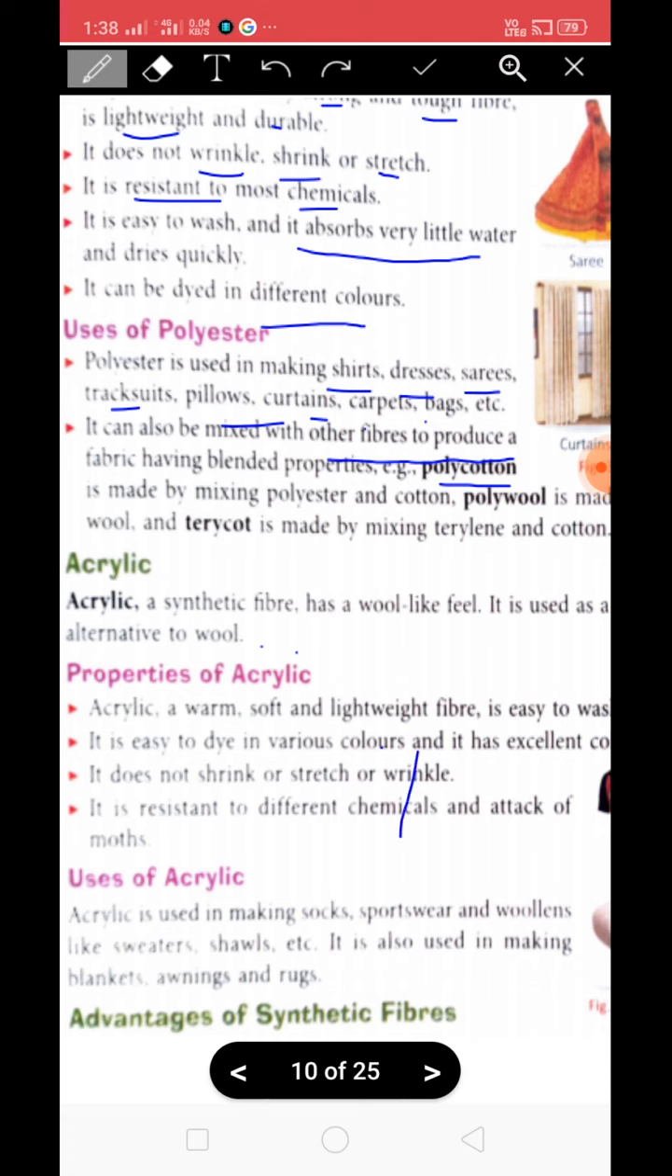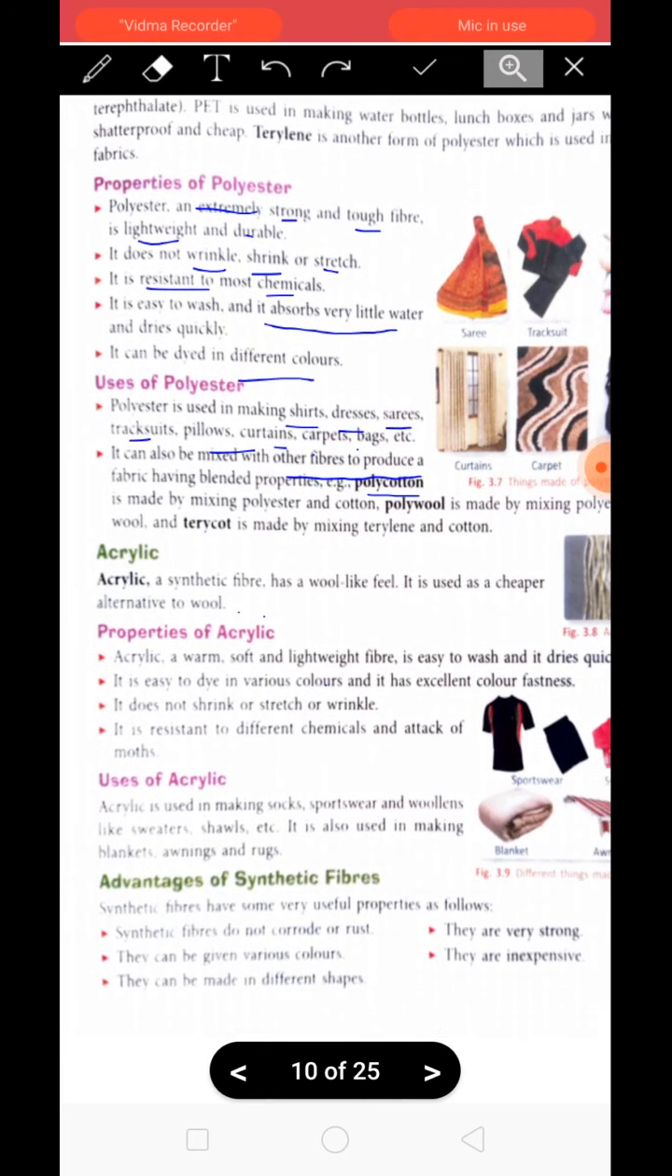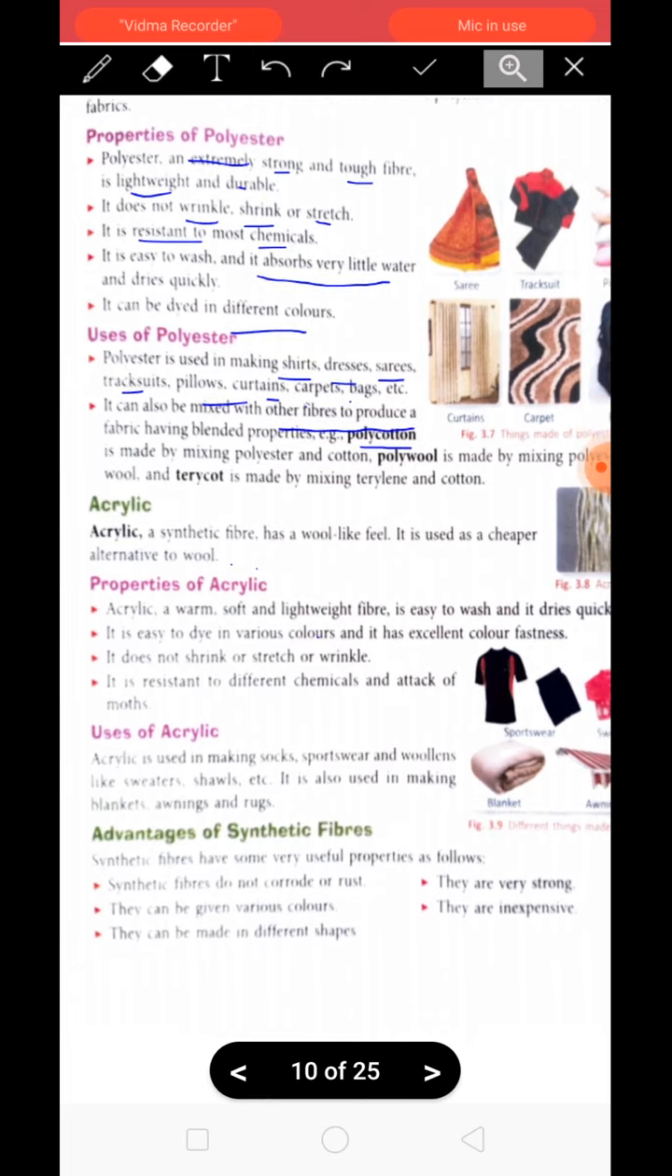Now, next is acrylic. Acrylic is a synthetic fiber that has a wool-like feel. It is used as an alternative to wool, as it has a wool-like feel. It means it keeps the body warm. It is a bad conductor of heat. Understood?